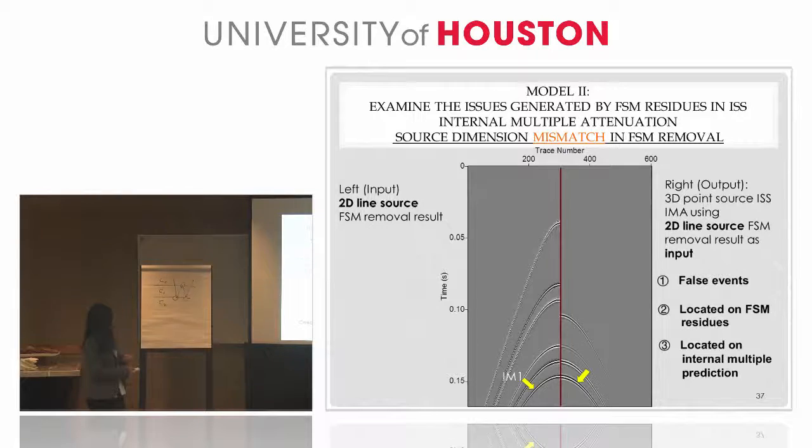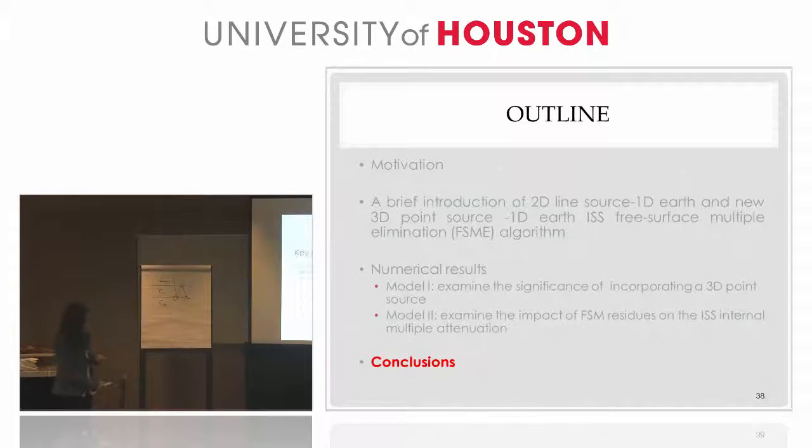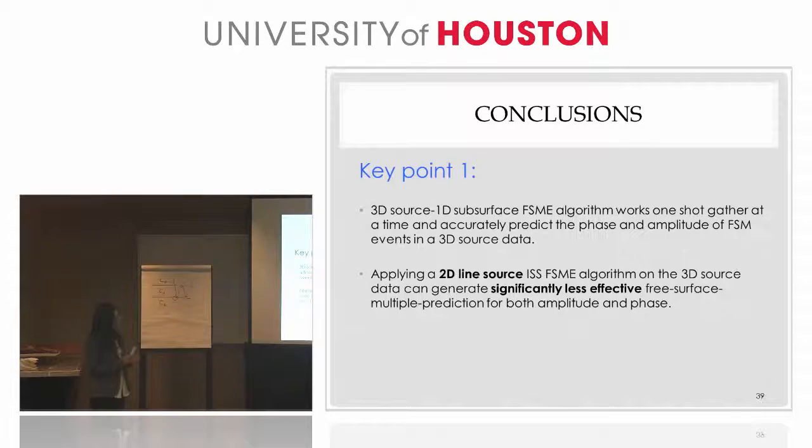So let's draw the conclusion. Here are 2 key points we would like you to take away from this presentation. The first is that the 3D point source 1D subsurface free surface multiple elimination algorithm works on one shot gather at a time and accurately predicts both the time and the amplitude of the free surface multiples. Applying a 2D line source SS free surface multiple elimination algorithm, which is widely used now, on this 3D source data can generate significantly less effective free surface multiple predictions for both amplitude and phase.